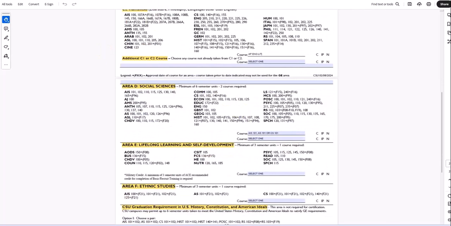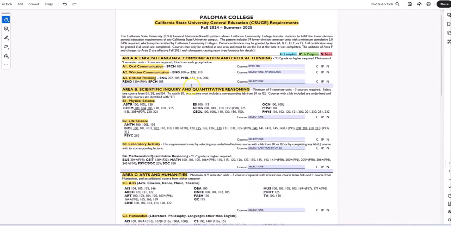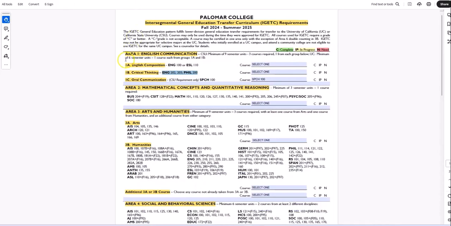Moving on to the IGETC. Once again, a lot of the classes will cross over. You have once again your English composition. Notice here under critical thinking, you have fewer choices to select from. You only have 3 classes here, whereas with the California State University, you had more choices. So be careful. If you're not sure which school you're transferring to, I would recommend following the IGETC.